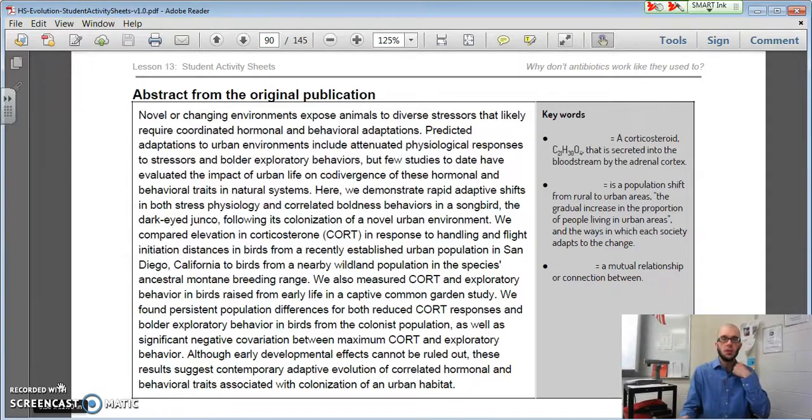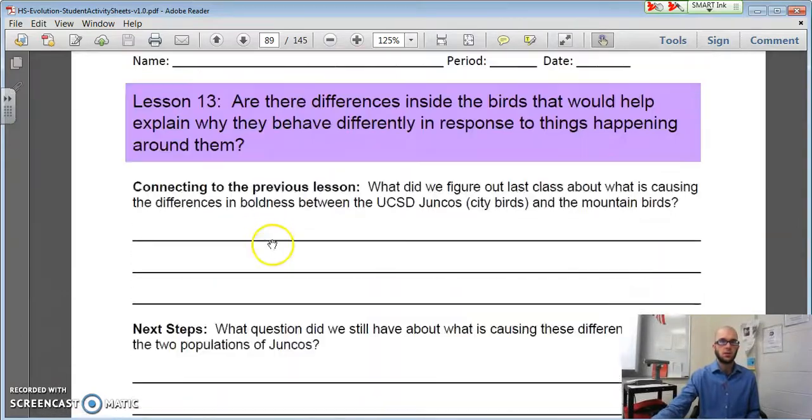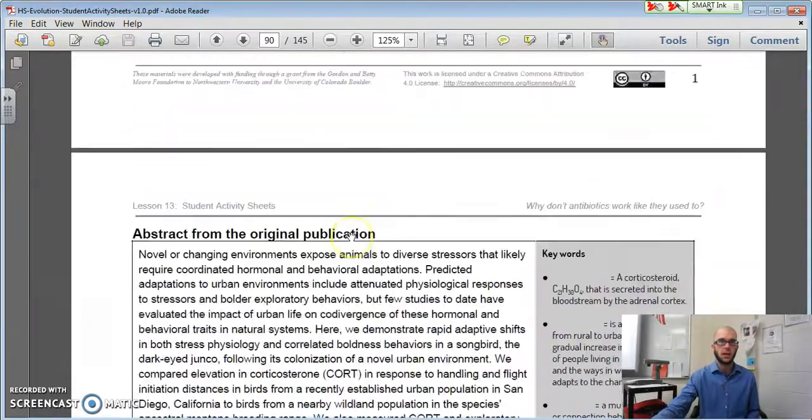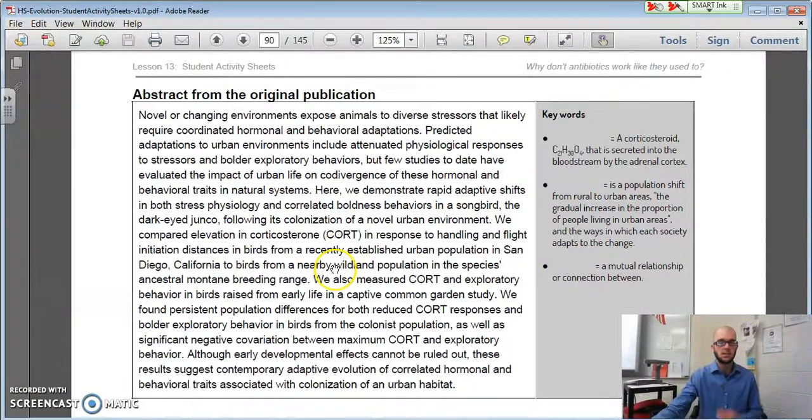So what we're going to do together right now is I'm going to annotate this abstract with you. This abstract is actually in your student activity sheets. If I scroll up here, this is in lesson 13. So I'll annotate it with you. We'll read it together. Hopefully you can understand what is being said in this abstract.